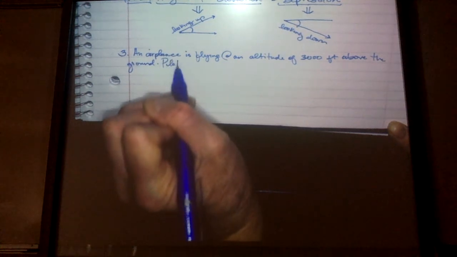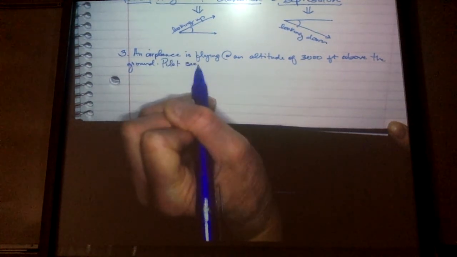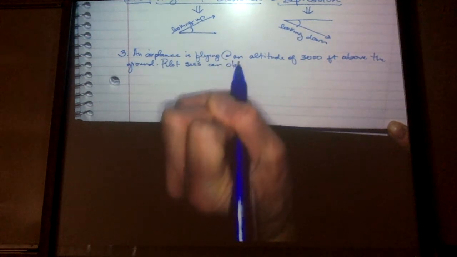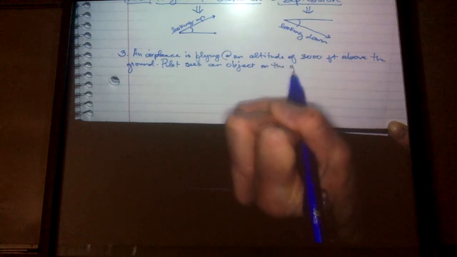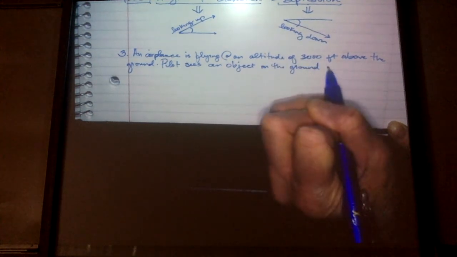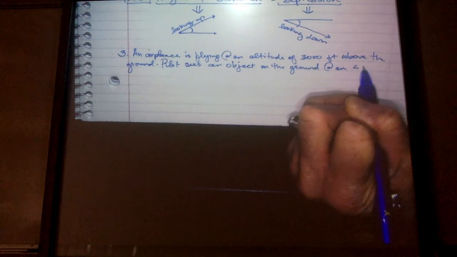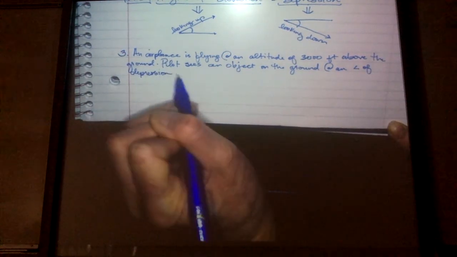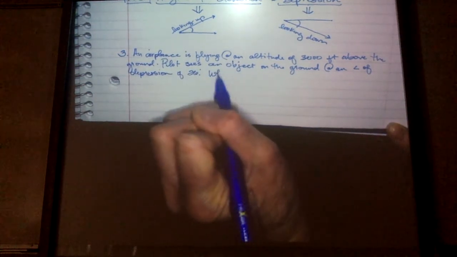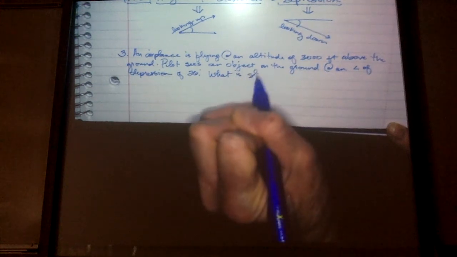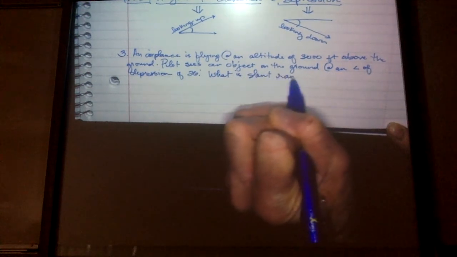A pilot sees an object on the ground at an angle of depression of 26 degrees. What is the slant range? So first thing is first, draw a picture.